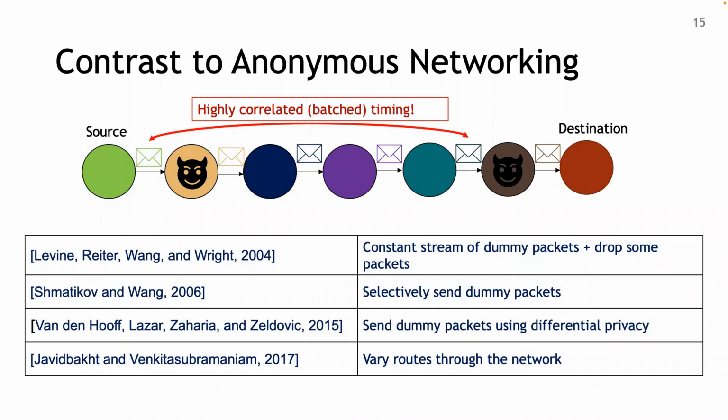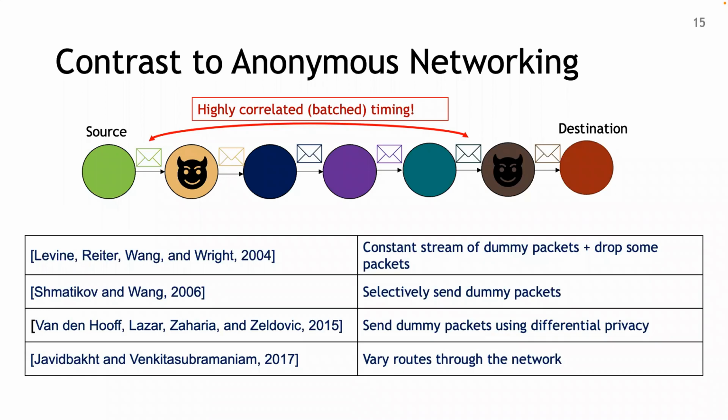More recently, there's been work that says you should send dummy packets, but actually use differential privacy to decide how many dummy packets to send. And then there's some work that says you should vary routes through the network, which will help preserve anonymity. But most of these solution concepts rely on introducing fake data or withholding data, that is adding dummy packets or dropping data. It's because this anonymous networking setting basically has the opposite costs from what we're considering in our setting.